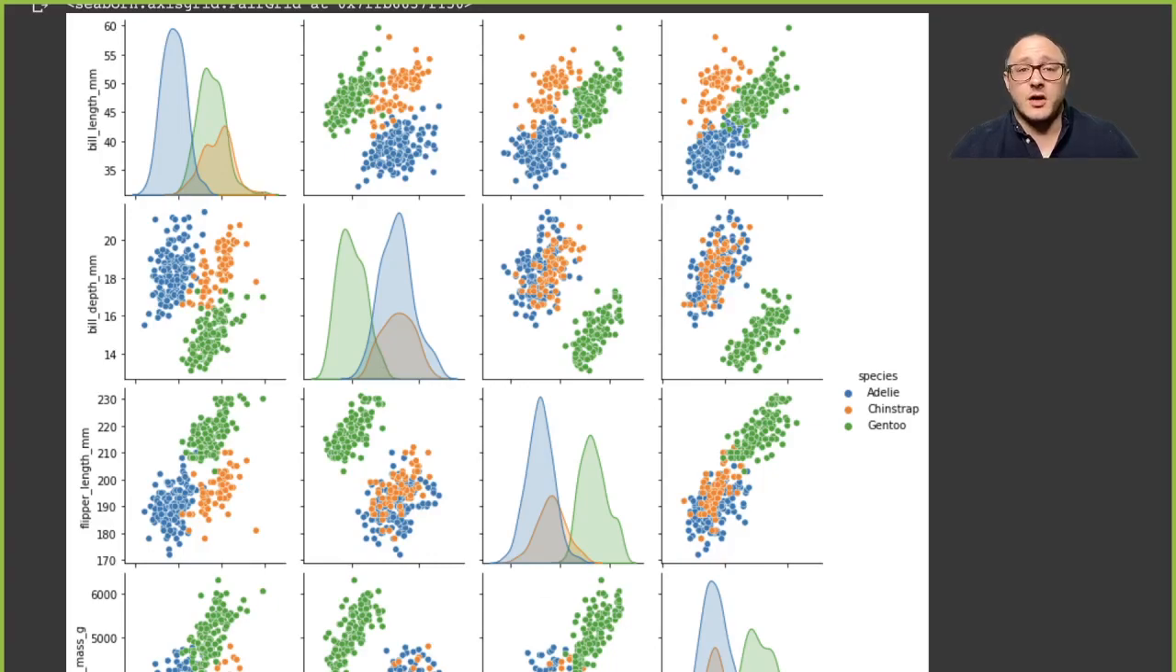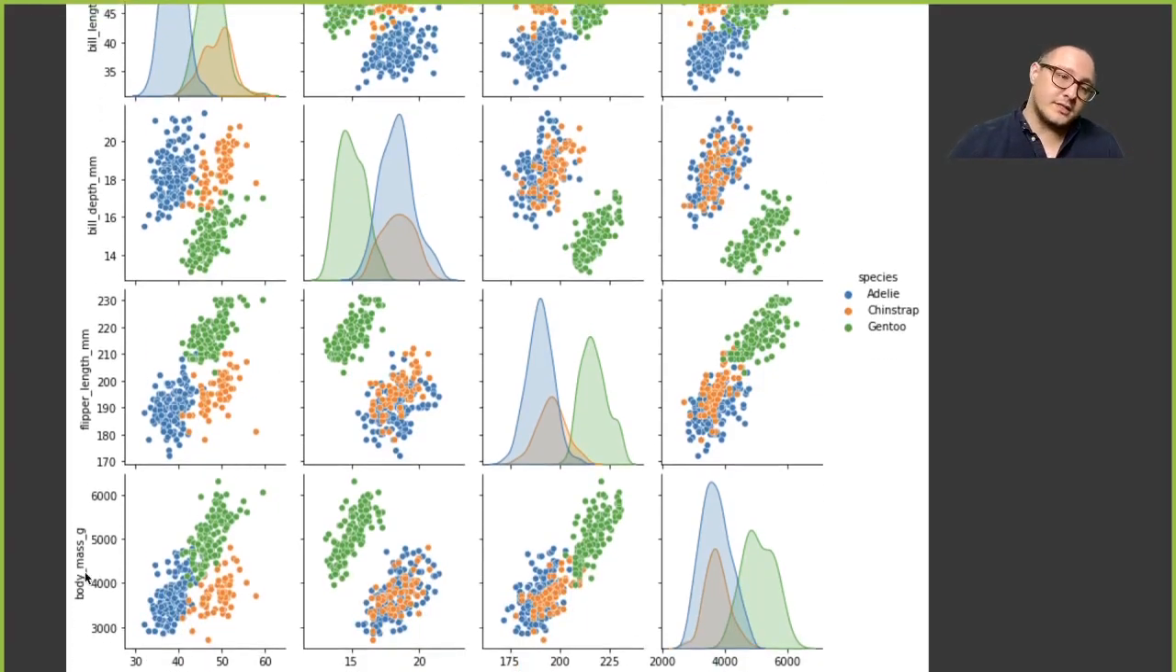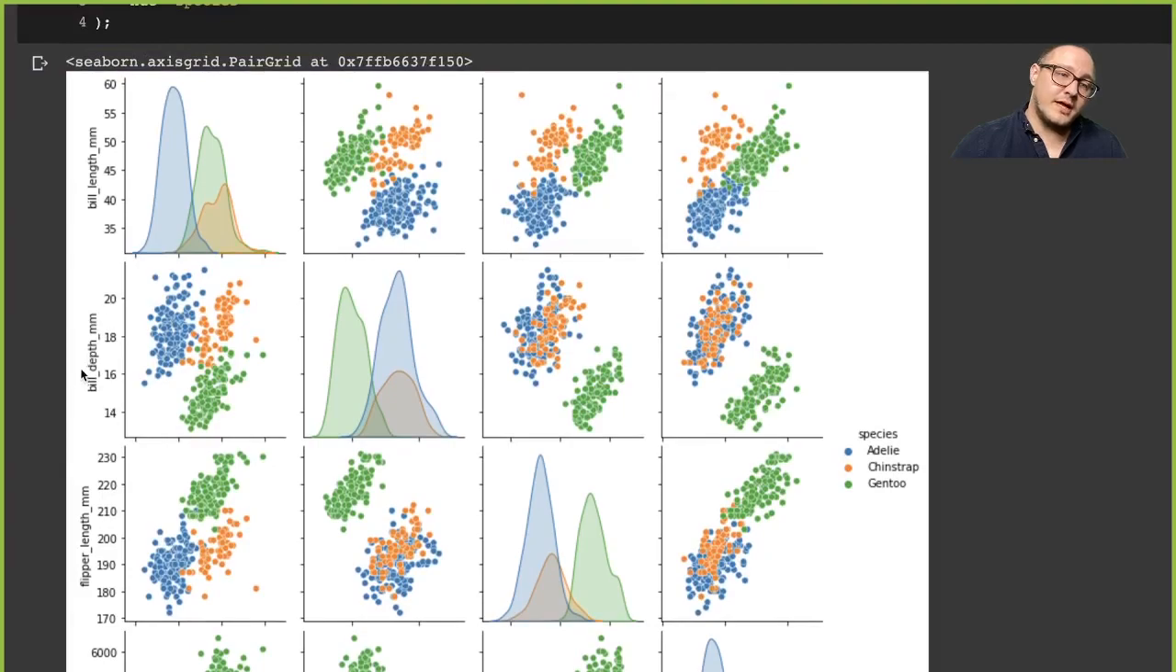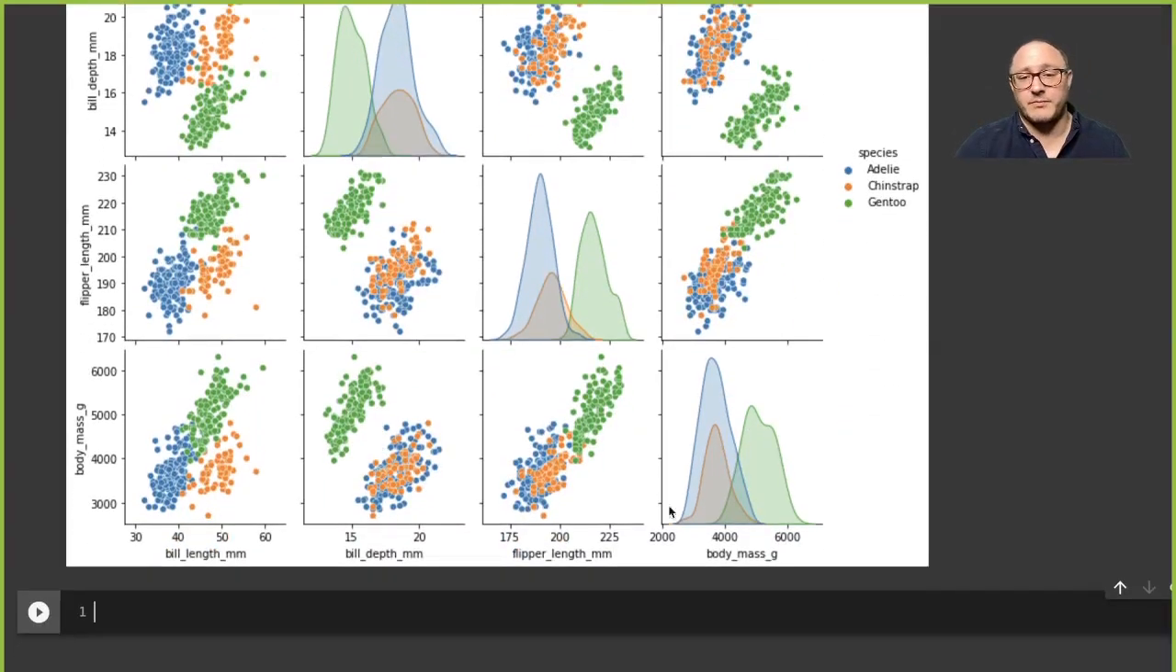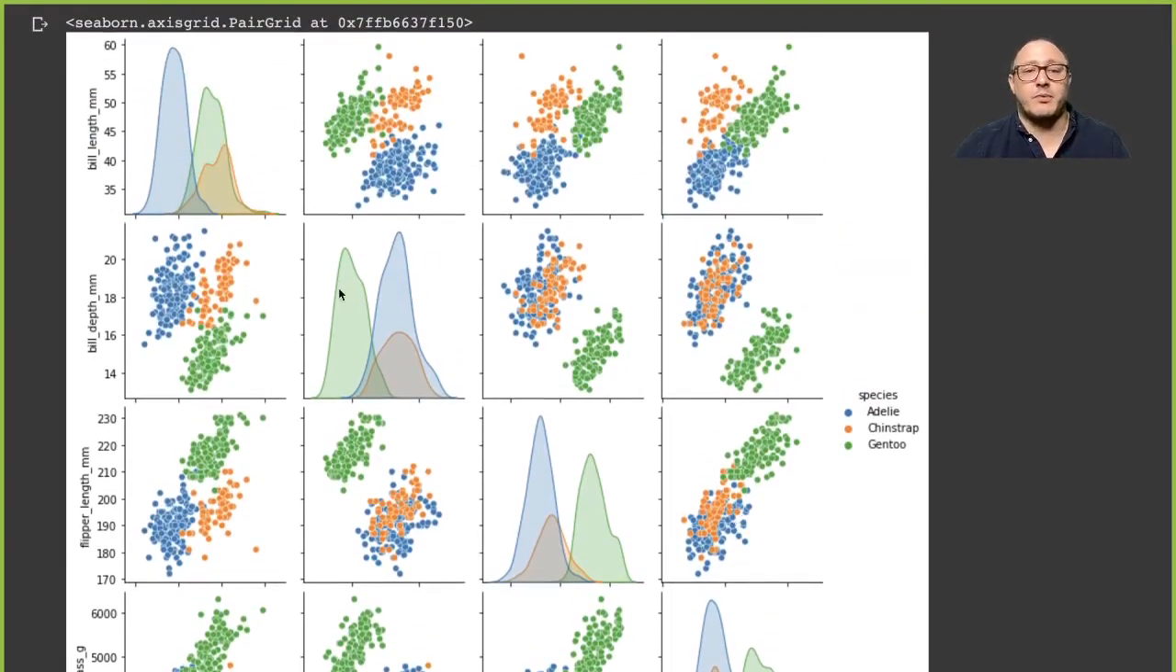We can change all kinds of settings, but now we really get to see what is going on between each of the species, based on their coloring here, and how it pertains to their flipper length, their body mass, their bill, all of that. So along this line here, we have body mass in grams, flipper length in millimeters, bill length, and bill depth here, and then the same thing. And that's why when they match up, we get the histograms or the KDEs.